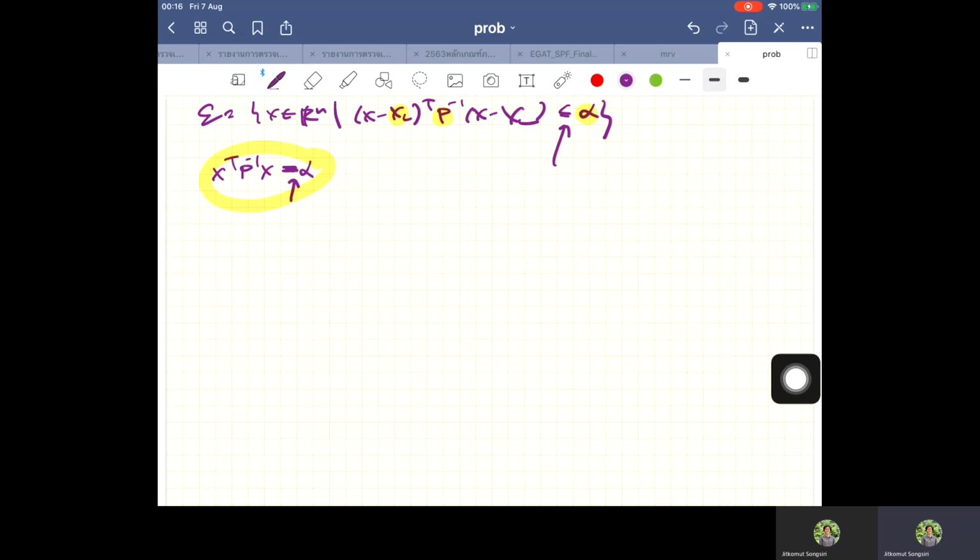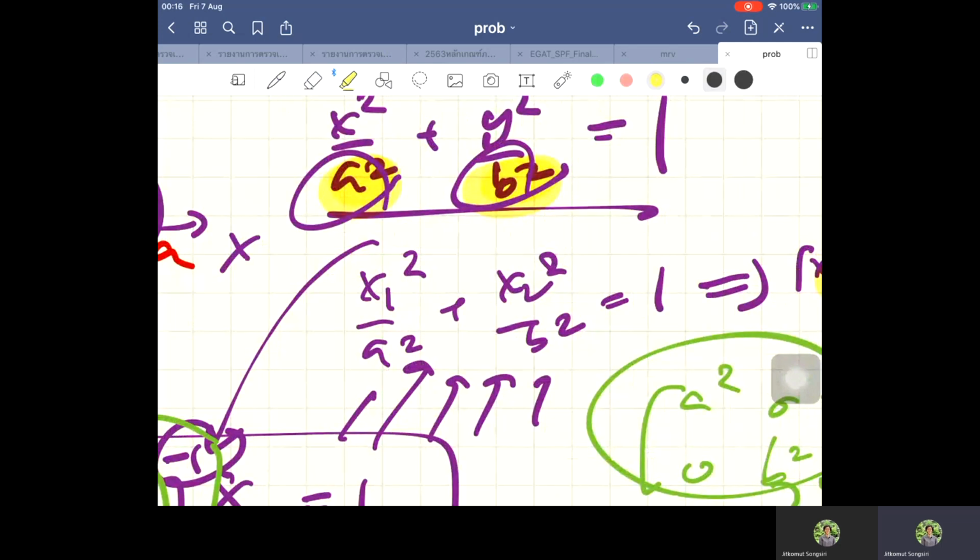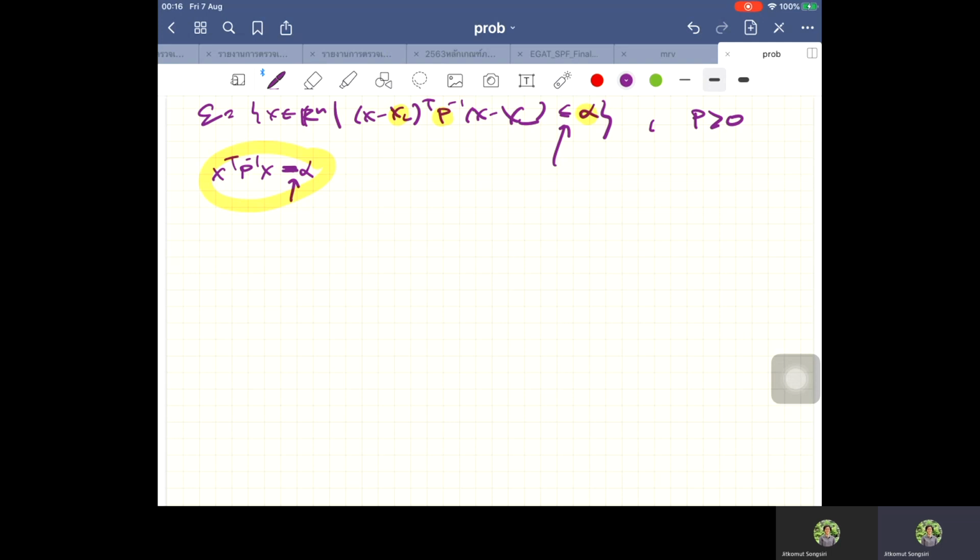Now, as I mentioned, the matrix P has to be positive semi-definite. Has to be positive definite. Otherwise, it's not called an ellipsoid. Just like what we see here, the denominator has to be positive, so it extends to the fact that P has to be positive. Okay. When P is positive definite, it means that P is also symmetric, and that means P has an eigenvalue decomposition like this.